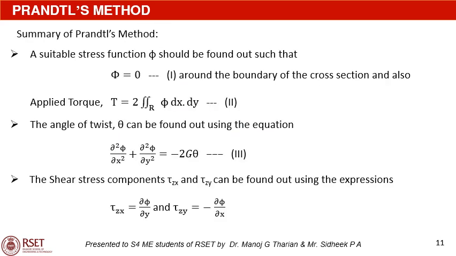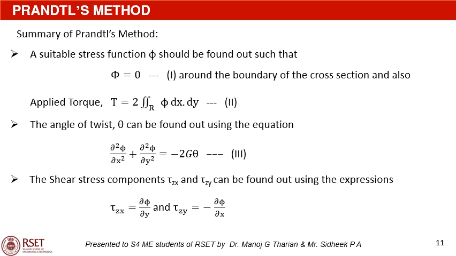Now, let me summarize the Prandtl's method which we have learned. For solving a torsion problem of a non-circular solid shaft, we have to find out a suitable stress function which satisfies the conditions: φ equal to 0 along the boundary of the cross-section. Also, the applied torque T should be equal to twice the double integral over the region R of φ dx dy.